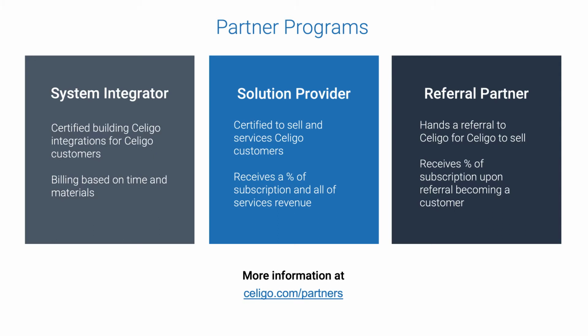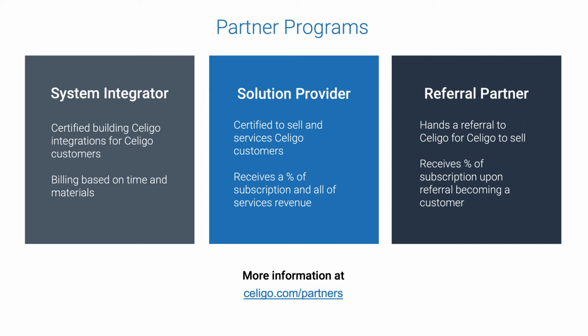Celigo also offers 3 separate partner programs. We have a normal systems integrator program where partners are certified to build Celigo integrations for Celigo customers. That means that Celigo or a customer could contact you for services related to implementing Celigo integrations. And on the Celigo side, that billing is typically based on time and materials.